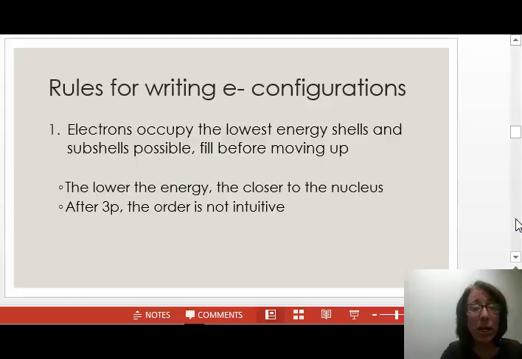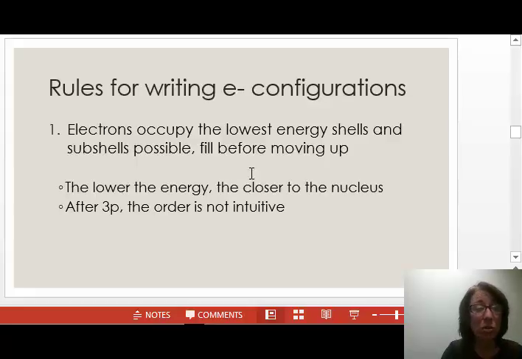First, remember that electrons have a negative charge and are attracted to the positively charged nucleus. Electrons want to be as close to the nucleus as possible, so electrons will occupy the lowest energy shells and subshells possible. Electrons also fill each subshell before moving up in energy.